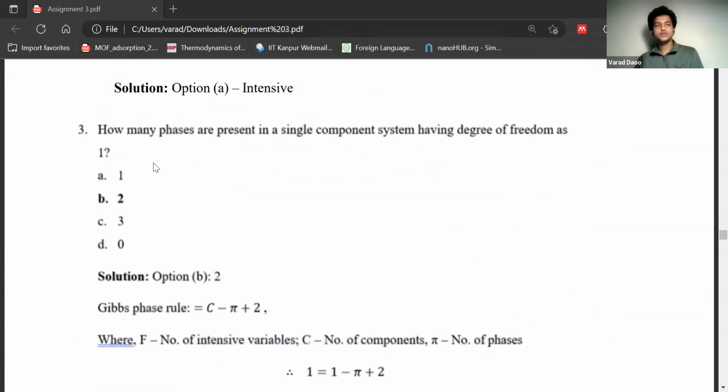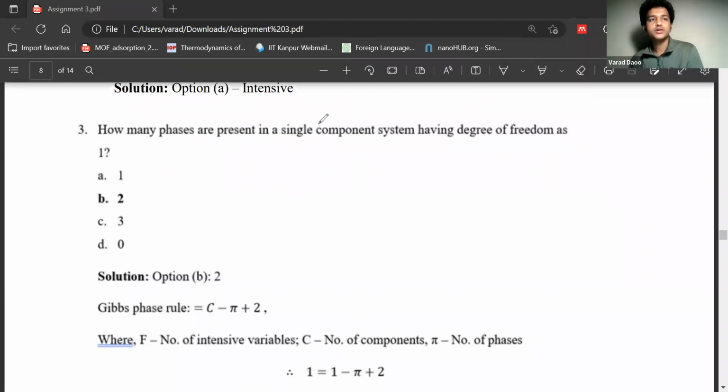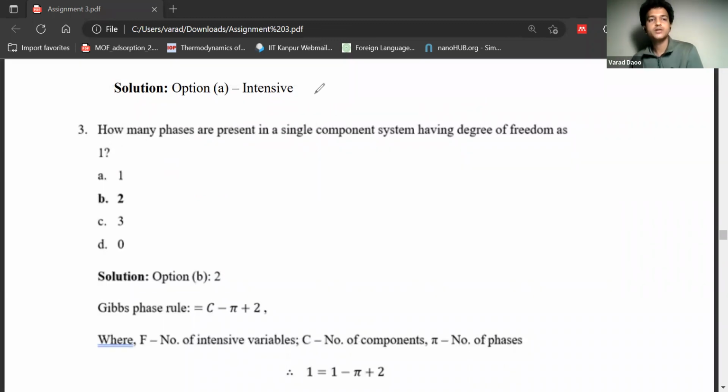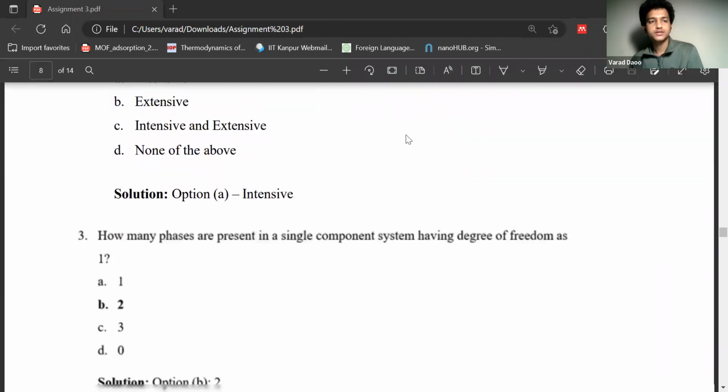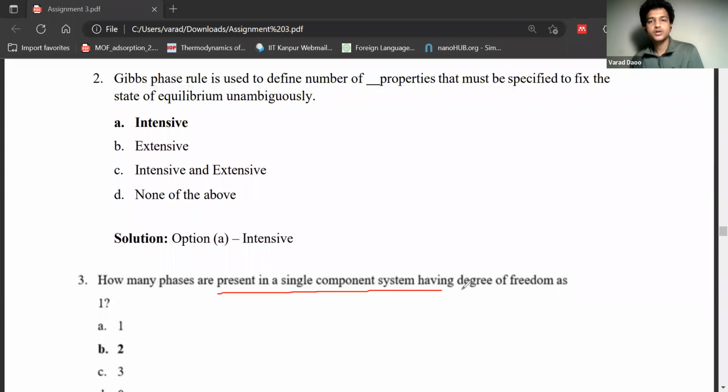So we have covered this. And we move on to a more conceptual question. So what this question is, how many... Okay, let me first do it like this. How many phases are present in a single component system having degree of freedom as 1?